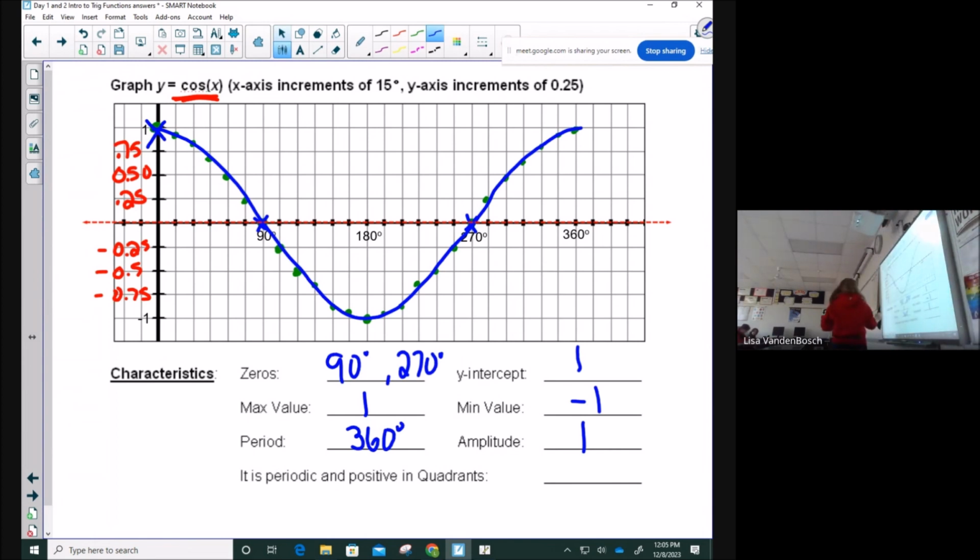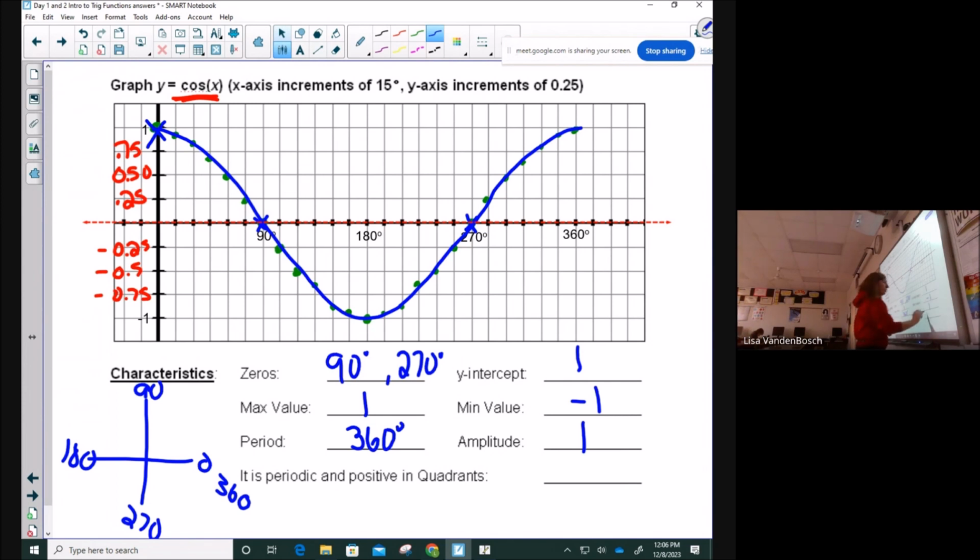And then again, let's think about our quadrants. So 0, 90, 180, 270, and 360. In what quadrant is it positive? So it's positive right here in quadrant 1. And what other one? 4. So in quadrants 1 and 4. Everybody have that on your piece of paper?